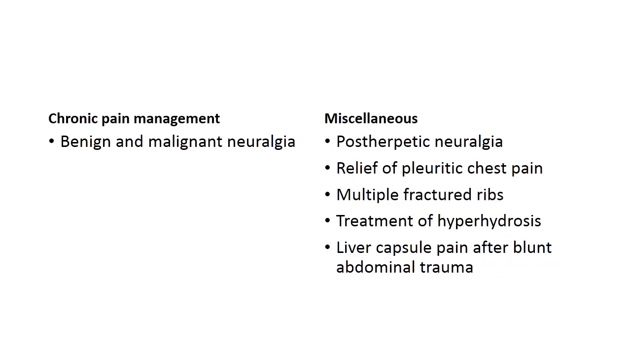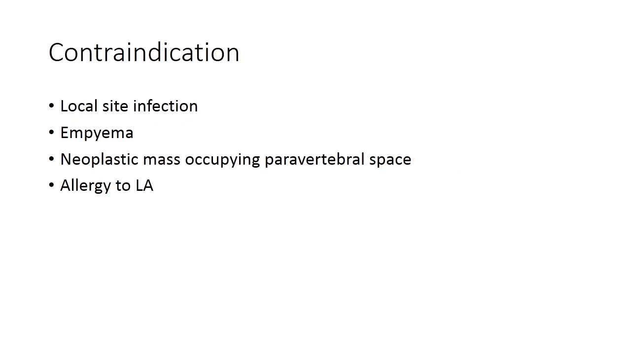While it is more widely applied in providing unilateral effective intraoperative and postoperative analgesia for breast surgery and thoracic surgery, it can also be used to provide analgesia for non-surgical pain management, such as rib fractures. Besides local site infection and allergy to local anesthetics, empyema and neoplastic mass occupying paravertebral space are the main contraindications.